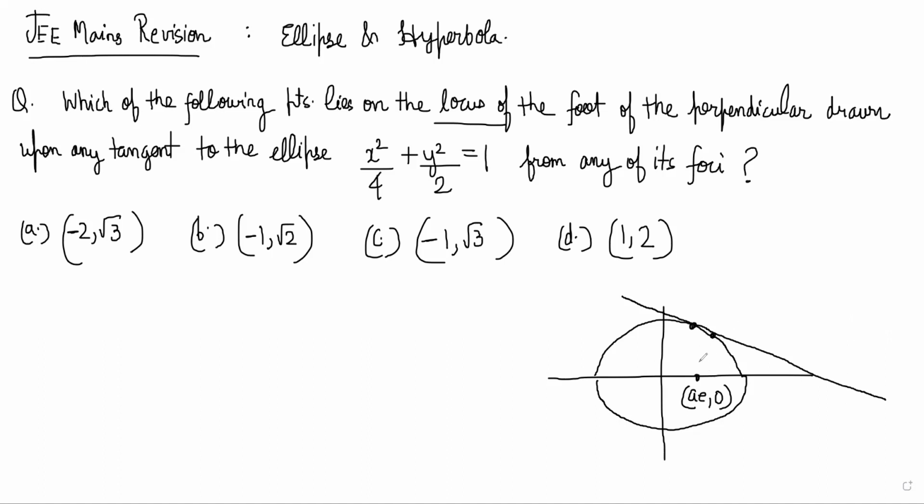Let's put it here. The perpendicular will be somewhere here, right? This is the point a cos theta, b sin theta, where the tangent is drawn. The locus of this foot we need. So try to get this h comma k.